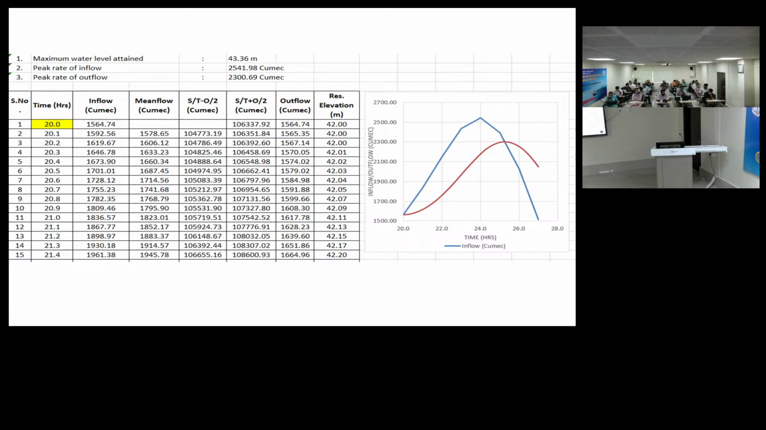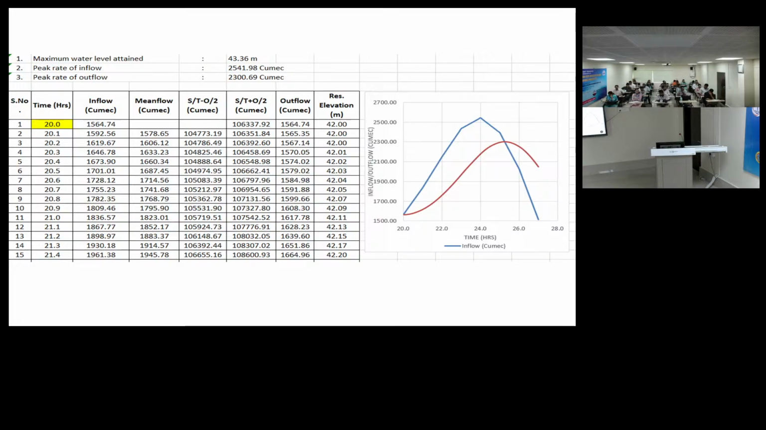So this is our inflow hydrograph. Like I told, outflow is only restricted to 5,000. So the outflow graph will come like this. But what about this volume? This volume was absorbed in the reservoir. So that is how this water level increases.